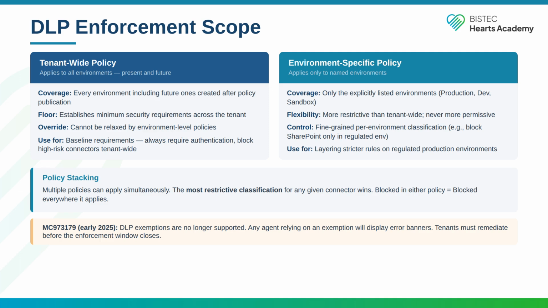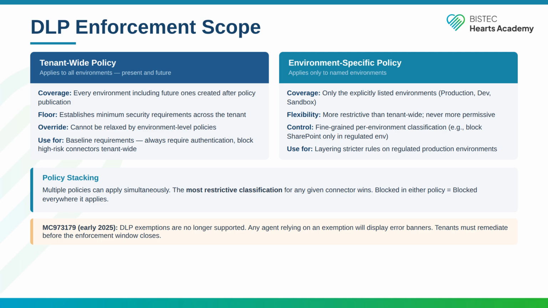MC973179 is a real production concern. In early 2025, Microsoft removed support for DLP exemptions. Any agent in your tenant that was relying on a DLP exemption, explicitly excluded from enforcement, will now display error banners. If you are inheriting a tenant from a previous administrator, run the download details report for all policies before your first governance review. Exemption-dependent agents need remediation before the enforcement window closes.